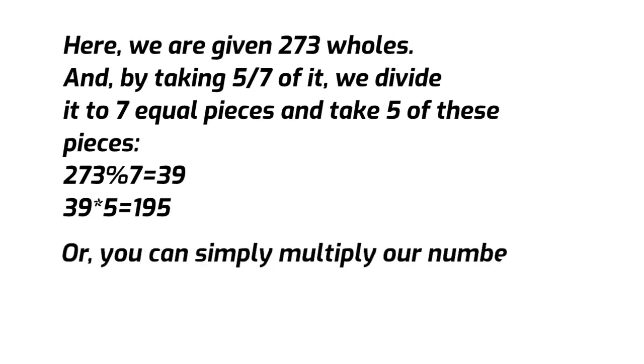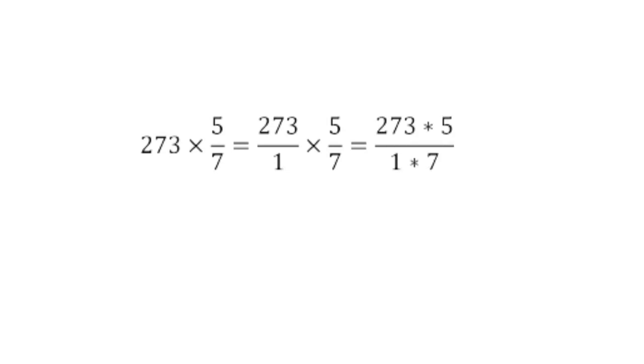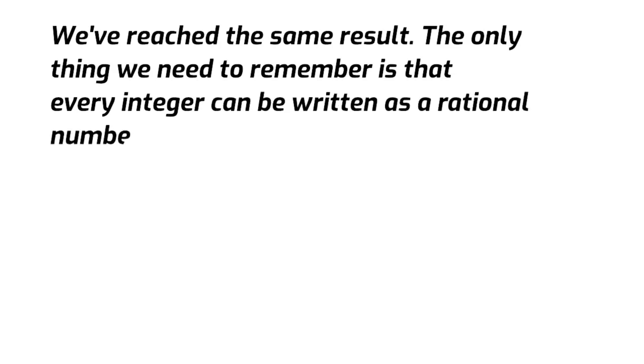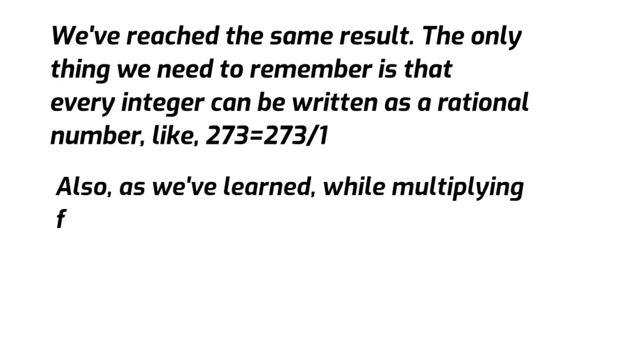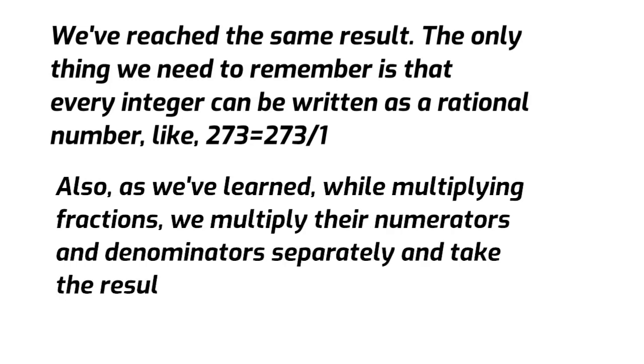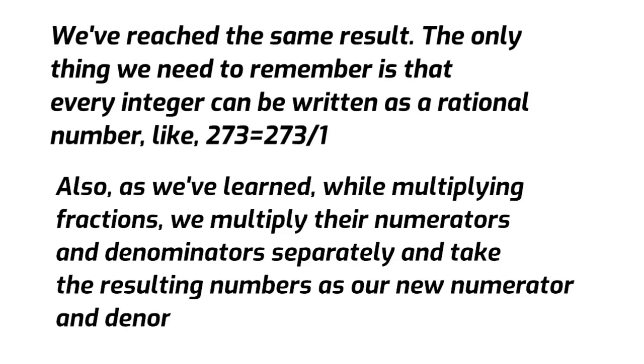Or, you can simply multiply our number by the given fraction. It is actually the same chain of operations. We've reached the same result. The only thing we need to remember is that every integer can be written as a rational number, like 273 is 273/1. Also, as we've learned, while multiplying fractions, we multiply their numerators and denominators separately and take the resulting numbers as our new numerator and denominator, respectively.